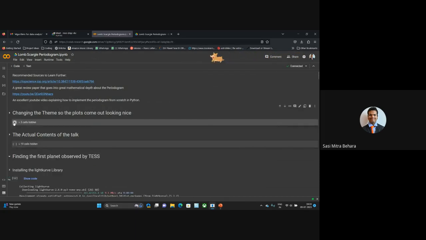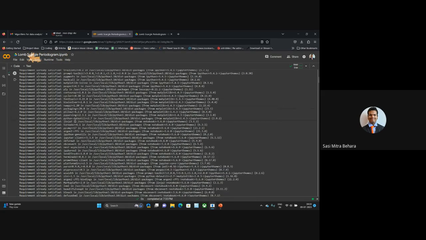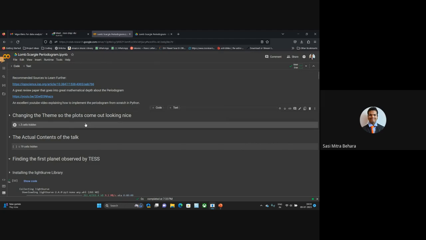Okay, let's not worry too much about the first part. The first two parts, I'm just changing the theme so that the plots come out looking nice. For that, I'm just using a different library called Jupyter Themes. Let's not worry too much about it.